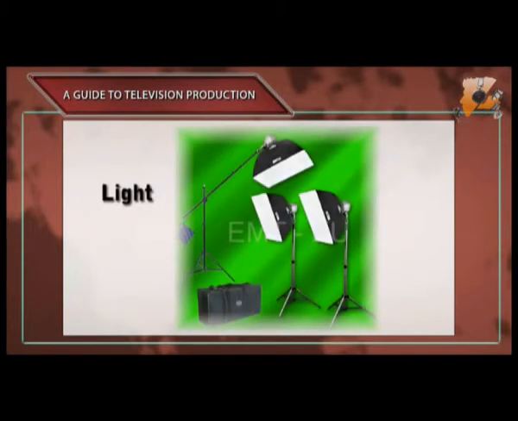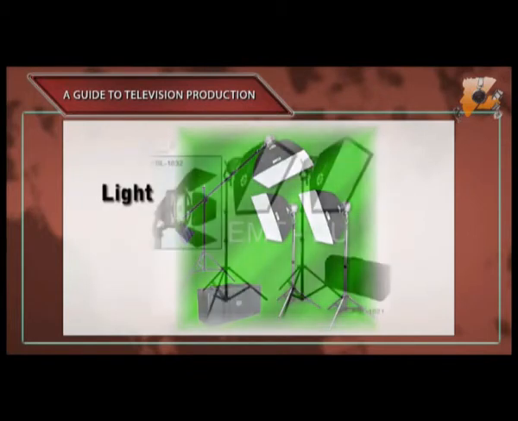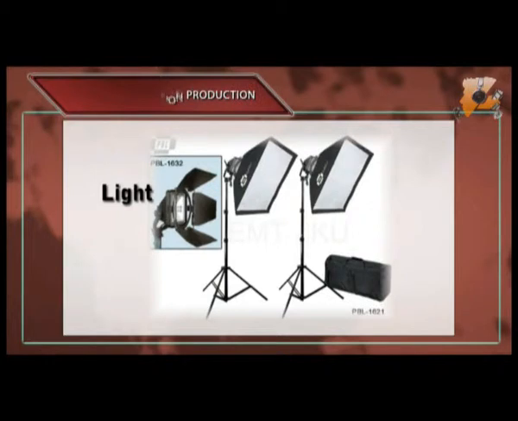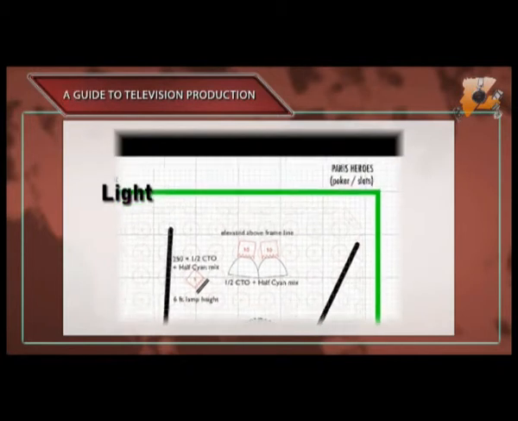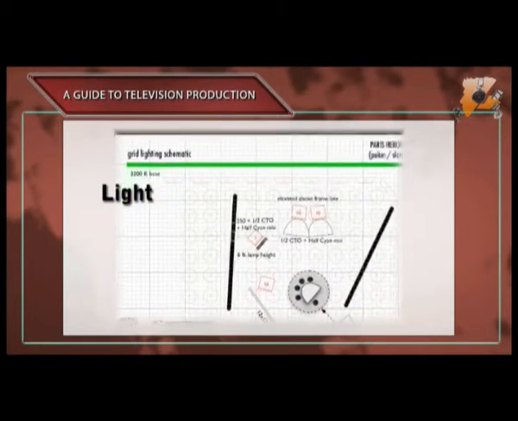Light. Light as a compositional element has a unique place in visual design. In lighting, there are two goals: get enough light and use the light you have to shape and define objects in the scene. Lighting is often tried on paper using a lighting diagram before it is actually set.